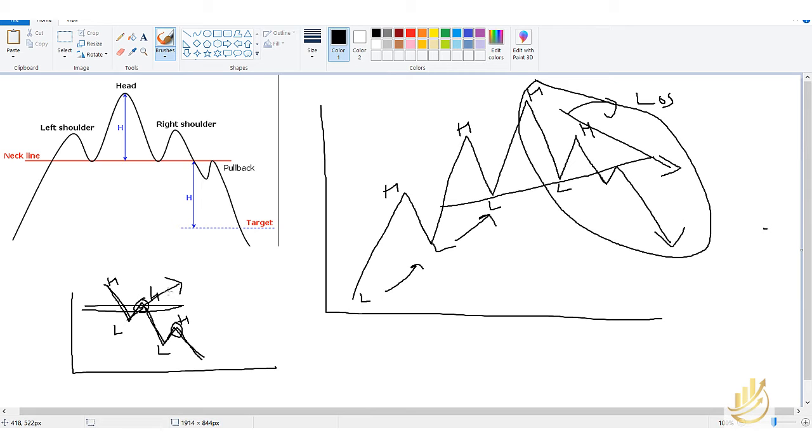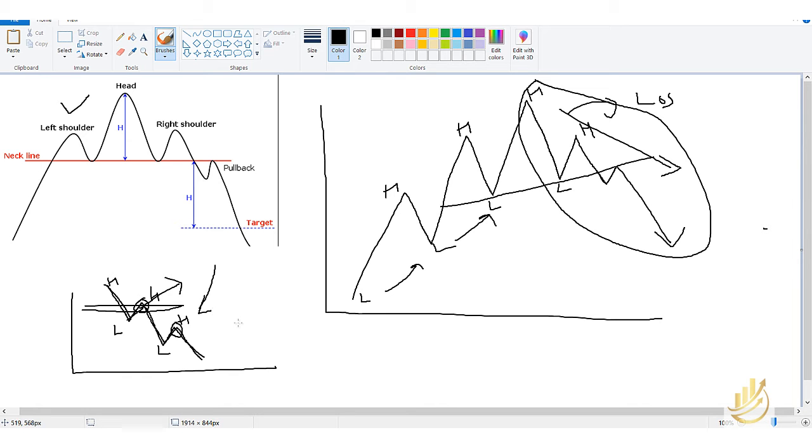But people do not try to focus on price action. They try to remember this particular area, where if they try to find the head and shoulder pattern over and over again, you might not be able to identify it. But if you try to focus on price action, you might get better opportunities to sell.